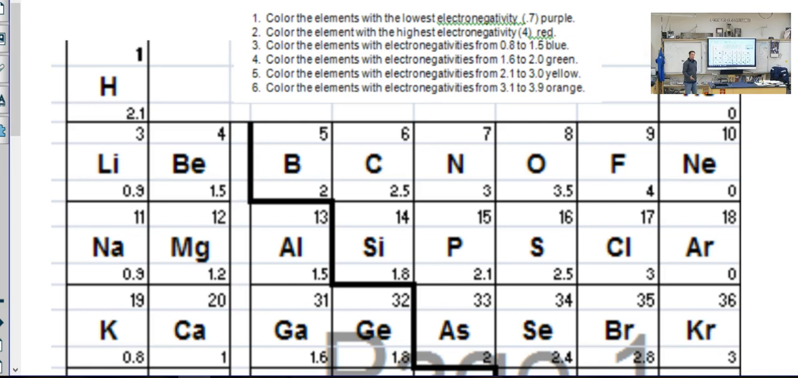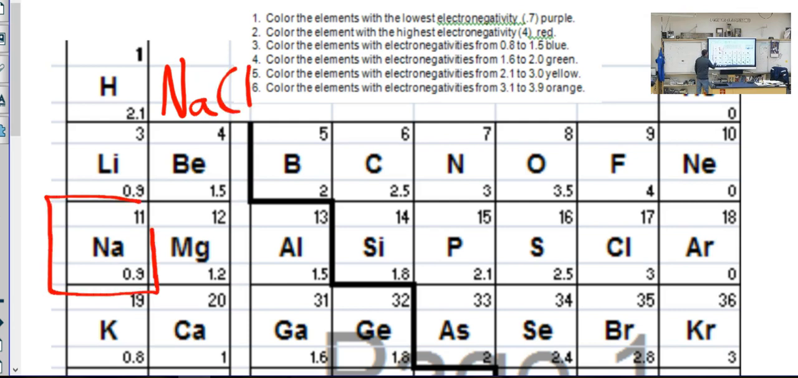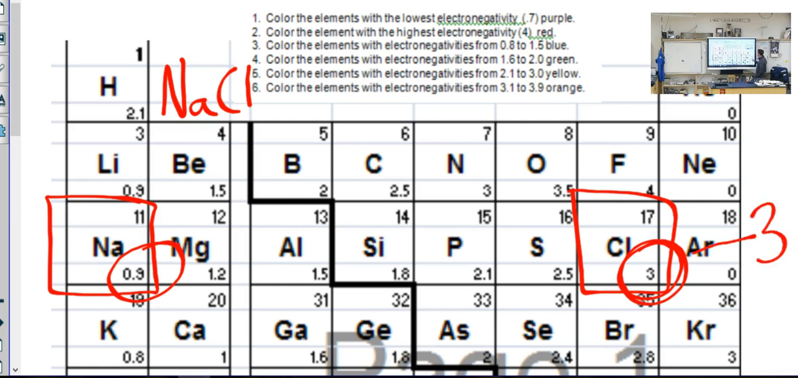So the way this works is you'll be given a formula, like just table salt. Its formula is NaCl. And what you do is you find Na, and you find Cl, and you find their electronegativities. Right now, chlorine is a 3, and sodium is a 0.9. So to determine the bond type, you find the difference between these. And whenever we find the difference between 2 numbers, we subtract the small from the big. So it's 3 minus 0.9, and that will give you 2.1.